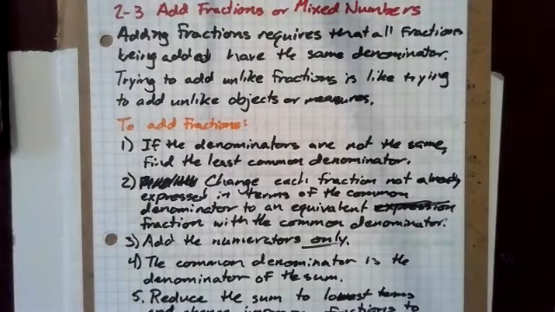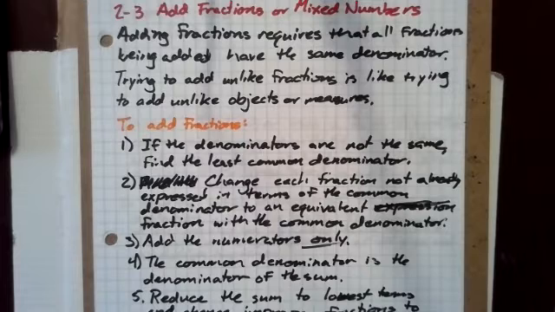In this video, we'll look at adding fractions and mixed numbers. Adding fractions requires that all fractions being added have the same denominator. Trying to add unlike fractions is like trying to add unlike objects or measures. To add fractions, if the denominators are not the same, find the least common denominator.